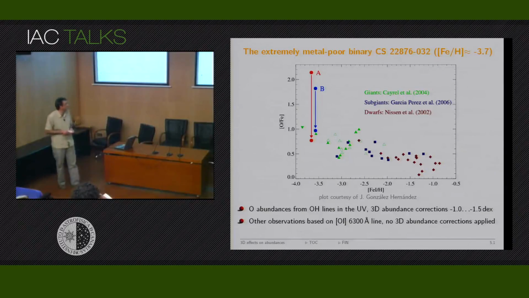We are left with OH lines in the ultraviolet, so there's nothing else we can use anymore in dwarfs. The point here is that these results are stemming from the forbidden oxygen line at 6,300 angstrom, which is much more robust against 3D effects. And the interesting result is that applying these large corrections, the overall trend of this binary now falls quite nicely into the general trend we see here.